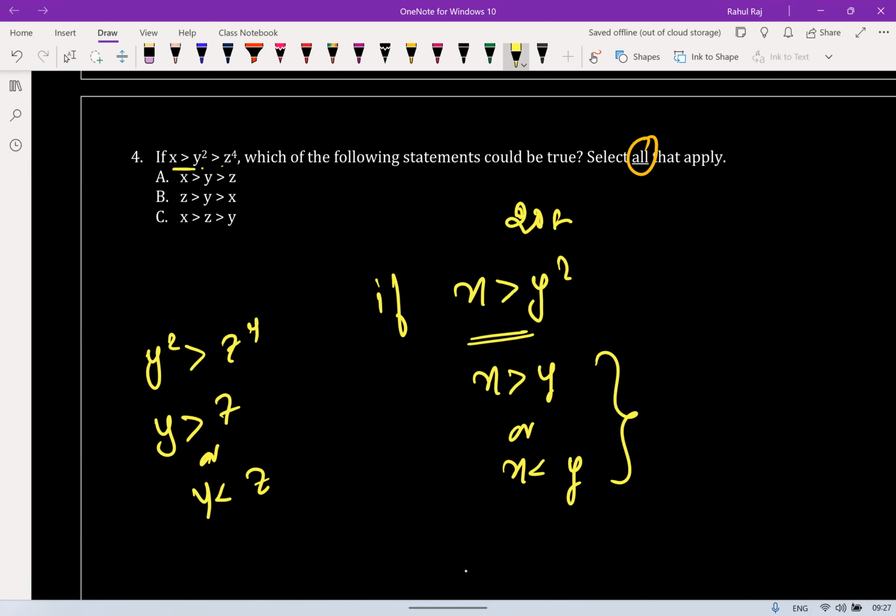Simple logic. So it says that if x is greater than y square, which of the following could be true? Could be means for any one single value of x, y, z, the order suffices. And considering we know even powers cannot be predicted, x greater than y possible, x less than y possible, x greater than y possible, so all three. So here you should select option A, option B, option C, all. That's what I've written. All three could be true. But again, you should know with the numbers also.